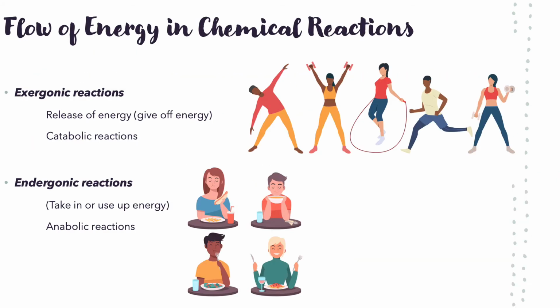So I want to talk about the flow of energy and chemical reactions. Flow of energy. So I have here people exercising, working out. So we're going to see some reactions are going to be exergonic reactions. You're releasing energy when you're walking, you're running, you're exercising, you're giving off energy, you're breaking down stuff, right? Which is, again, going back to the catabolic reactions. And endergonic, when you're famished, you're starving, you need to build up all these proteins, the good ones, so you're going to eat, right? You take in or use up energy. Again, this is going to be an example of anabolic reaction.